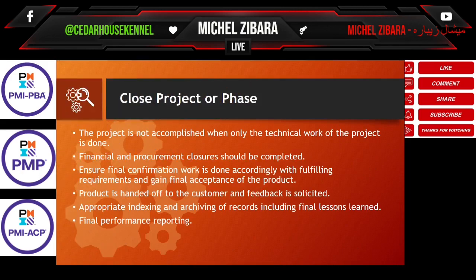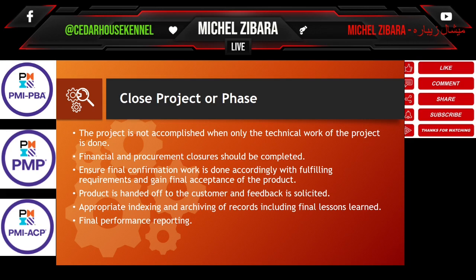Closure, and that's process group number 5 out of the 5 process groups of the PMP framework. So we have said we have initiation, planning, execution, monitoring and controlling, and closing. The project is not accomplished when only the technical work of the project is done, but also there is a part related to the financial and the procurement closures which should be completed.